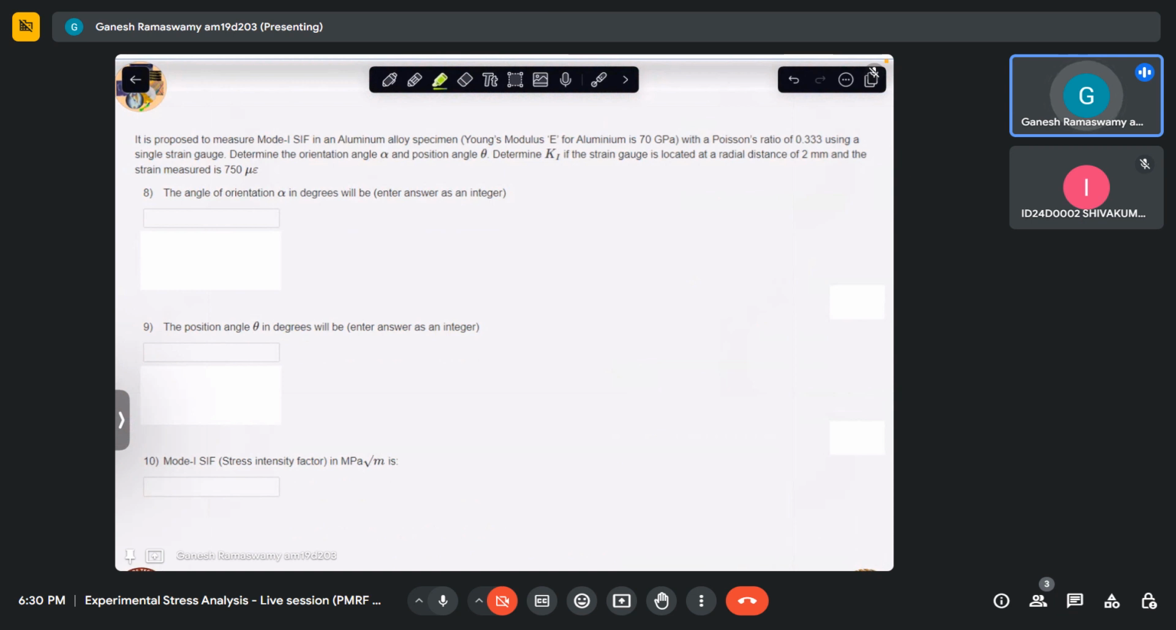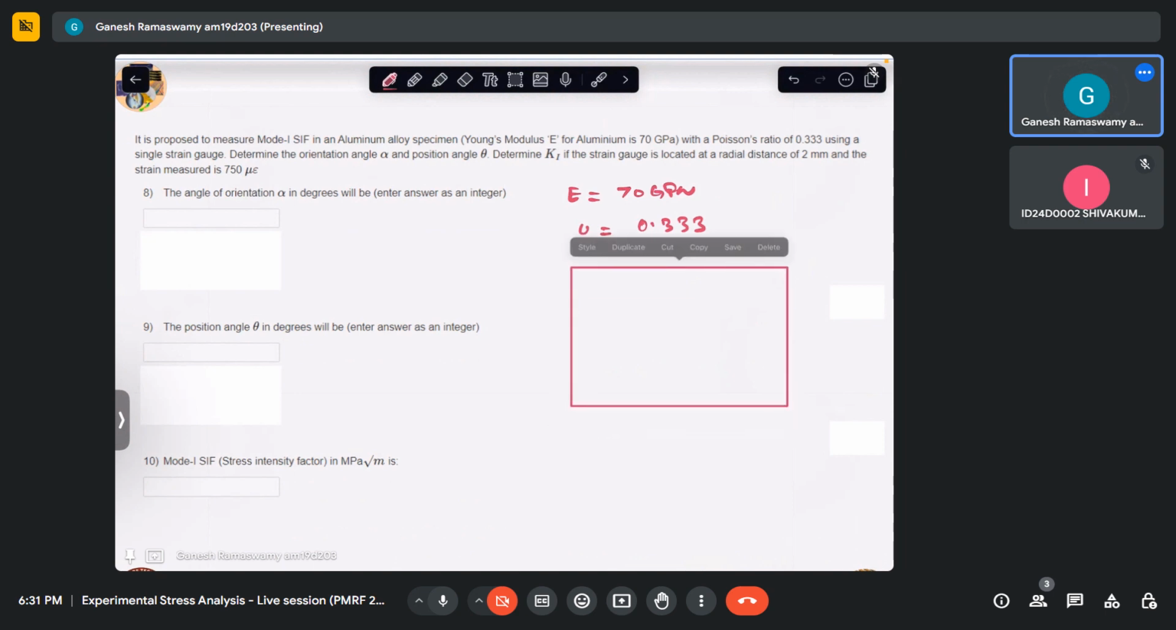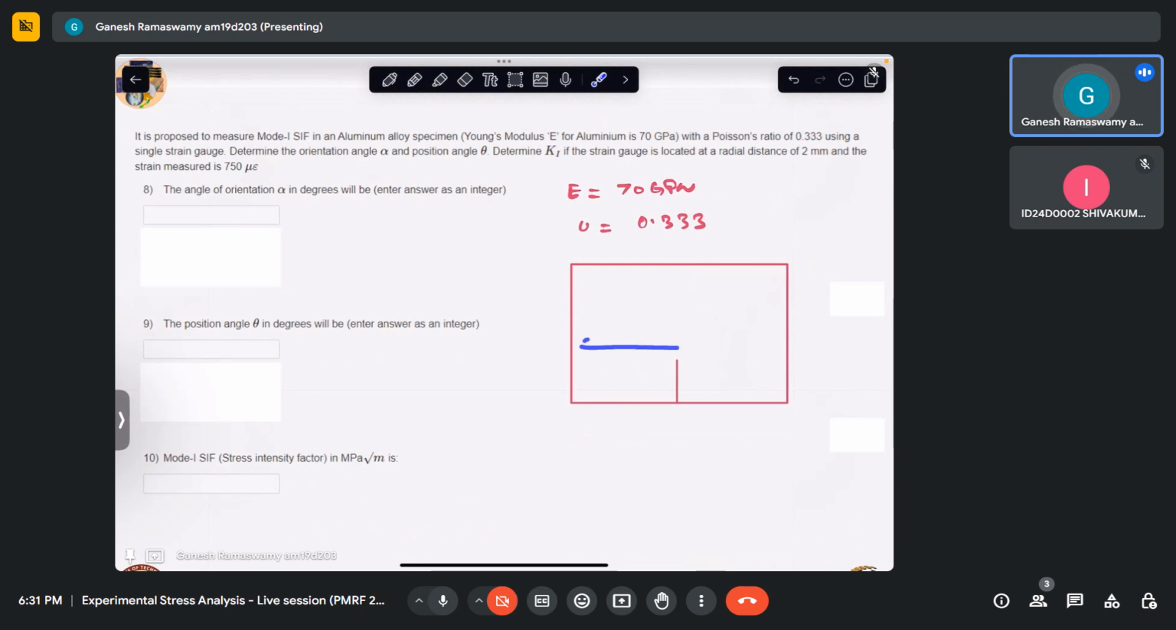It is proposed to measure mode 1 SIF in an aluminum alloy with Young's modulus E as 70 GPa with a Poisson's ratio of 0.333 using a single strain gauge. So essentially, when we go for a problem of a crack, for example, if we have a crack here, we have a stress concentration here. If we look at how the stresses vary, it has a very high gradient near the crack tip. So there will be a stress concentration here.